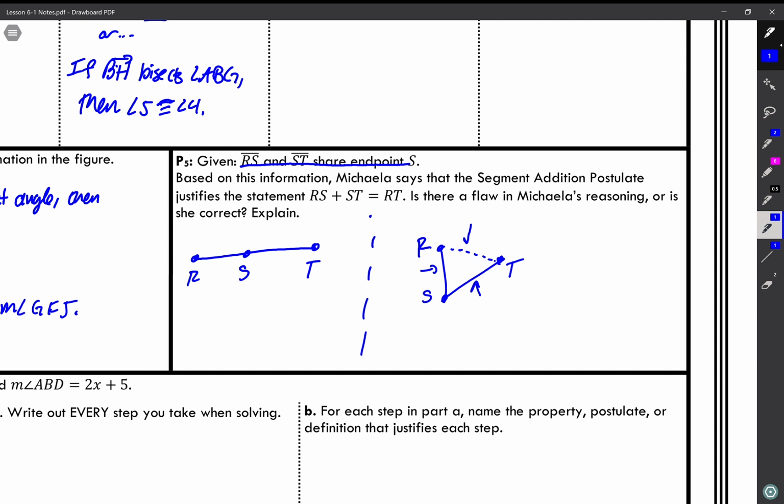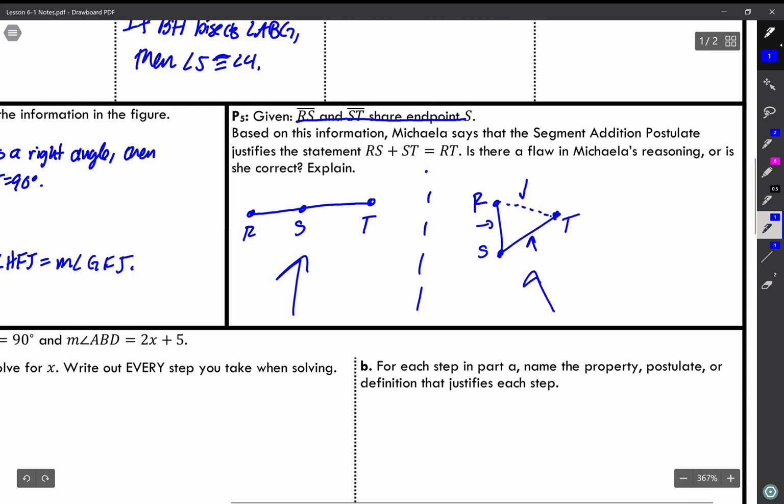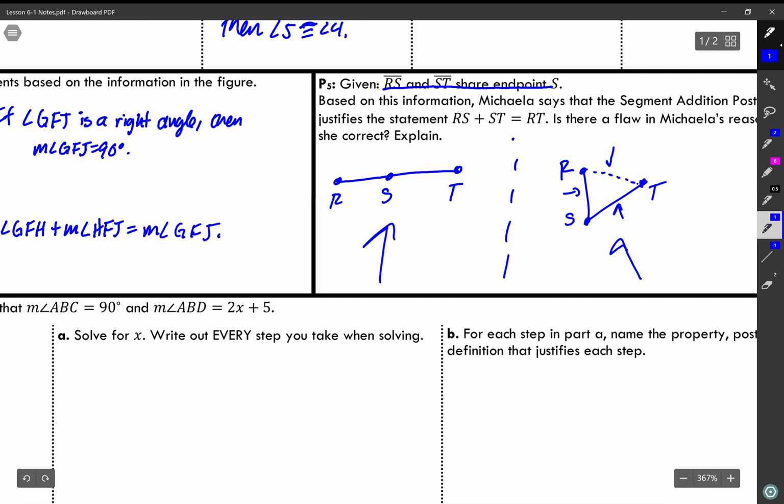So we could not use this statement. The segment addition postulate only works whenever your two segments are all on the same line. Usually you'll see it stated as S is between R and T. That's how that works. Because all we know is that RS and ST share endpoint S, we can end up with a drawing like that, and then we could not use the segment addition postulate. So there is a flaw in her reasoning because of the ambiguity and the lack of information from the given statement.